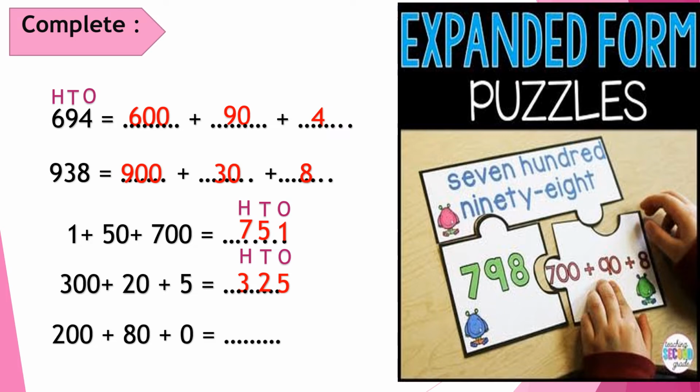The last one, 200 plus 80 plus 0. We have here 200 has 2 zeros, so it belongs to hundreds, and 80 has 1 zero, so it belongs to tens. Then 200 plus 80 plus 0 equals 280.